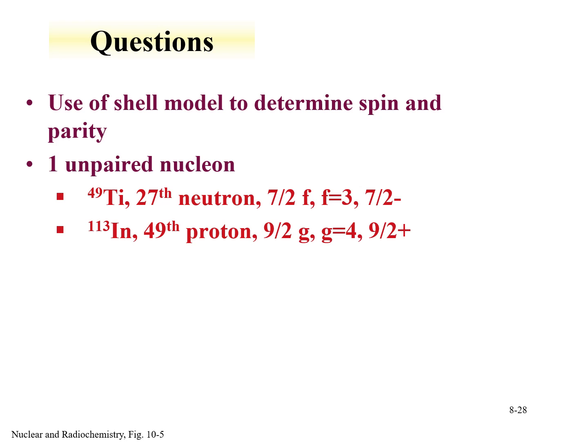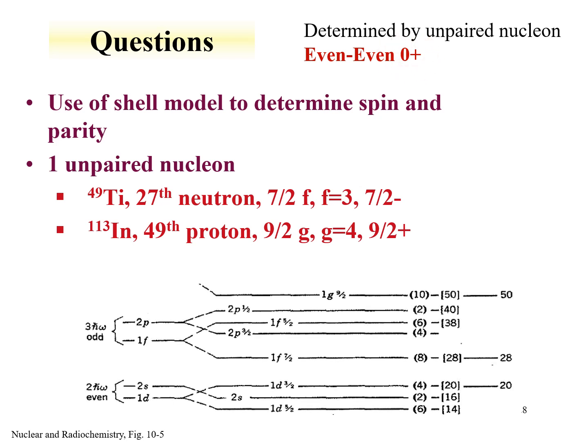Another important concept discussed in this lecture is the use of the shell model to determine spin and parity. And we discussed that the spin and parity is determined by unpaired nucleons in the nucleus. In all even-even nuclei, there are no unpaired nucleons: an even number of protons and an even number of neutrons. All even-even nuclei have a ground state spin and parity of 0 plus. If we have an example of a nucleus with one unpaired nucleon, we can use the shell model to evaluate what the spin and parity should be.